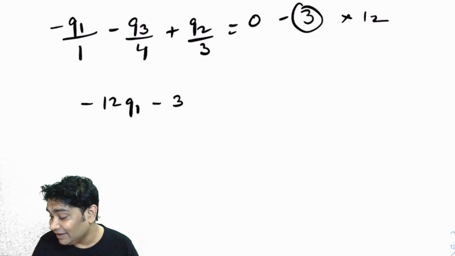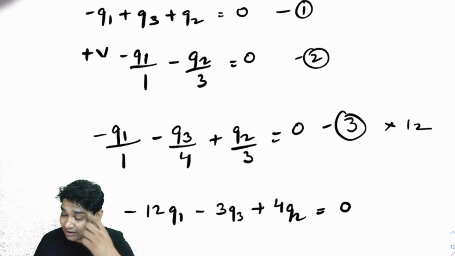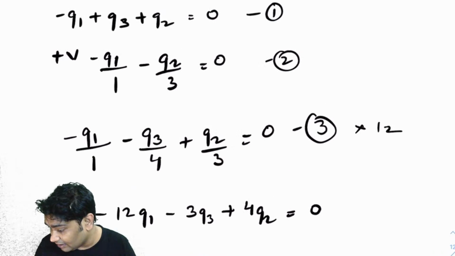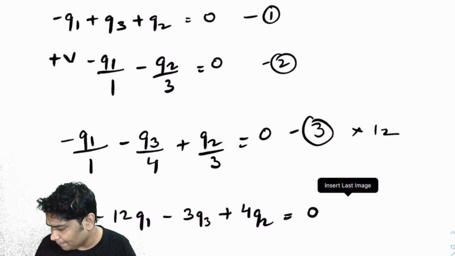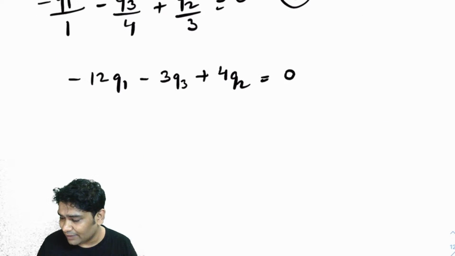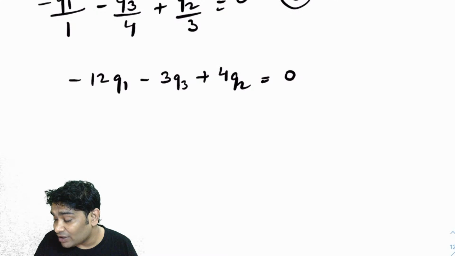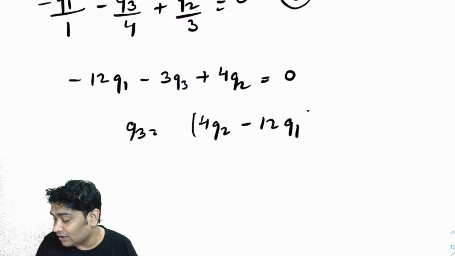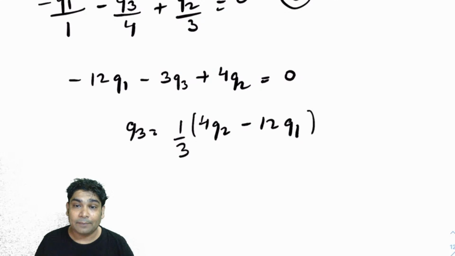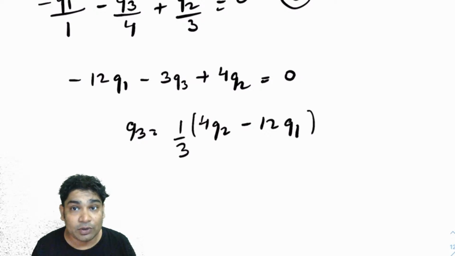So minus 3q3 plus 4q2 equals 0. Okay, the first equation, let's say I want to get rid of q1. Oh no, let's say q3. So from here I can say what is q3? Q3 would be (4q2 minus 12q1) over 3. Alright, that is what I can find my q3 as.